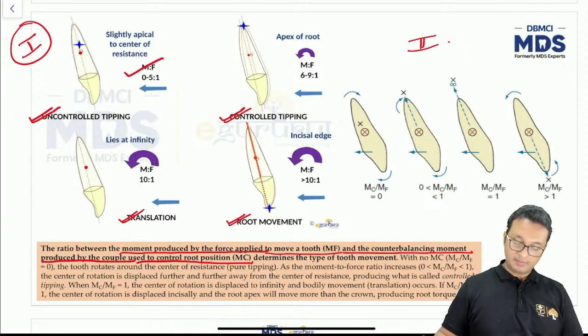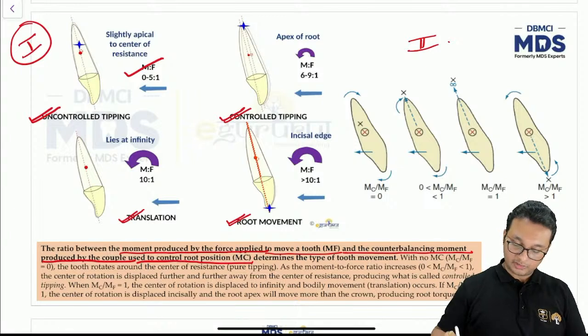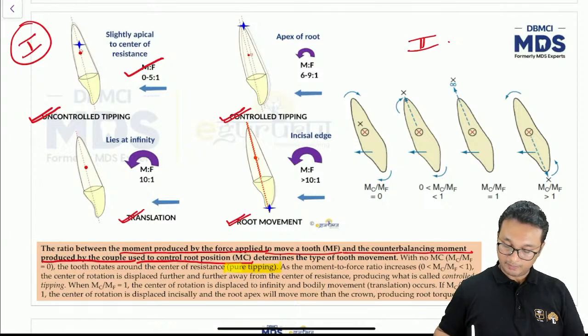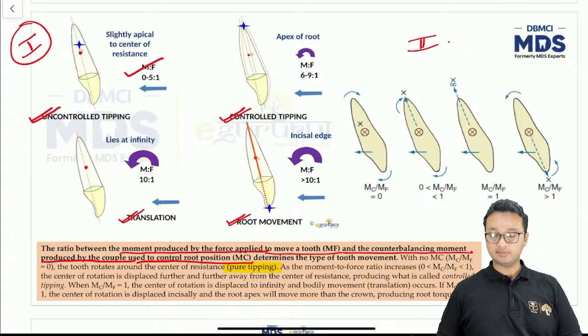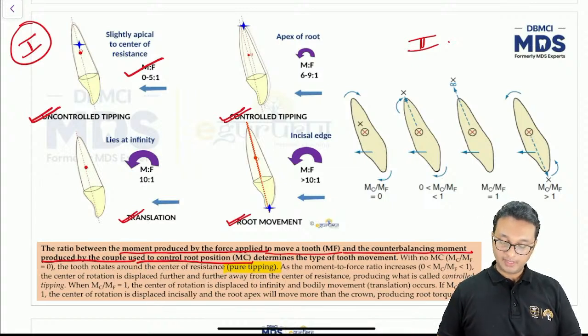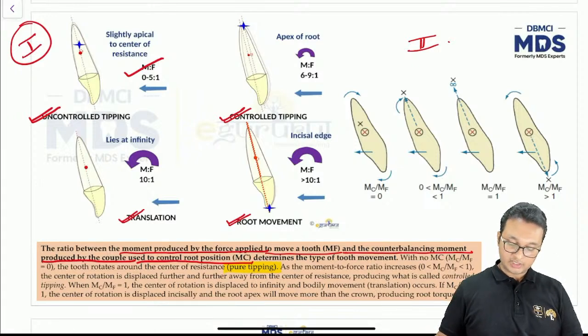Now, if the MC to MF ratio is 0, that means the tooth is going to undergo pure tipping. As the ratio increases, the center of rotation is displaced further and further away from the center of resistance, producing what is called controlled tipping.